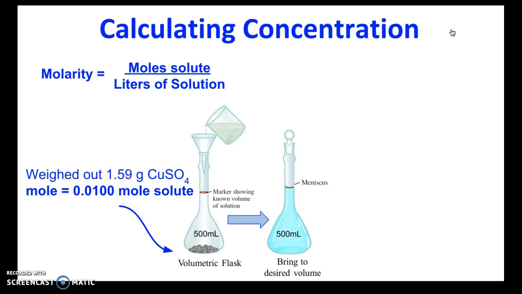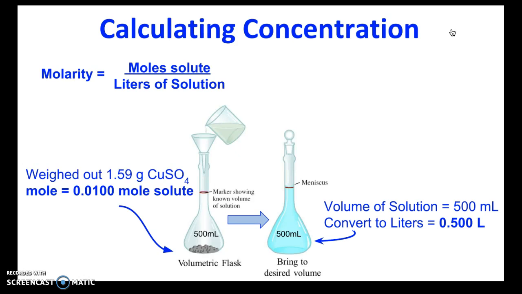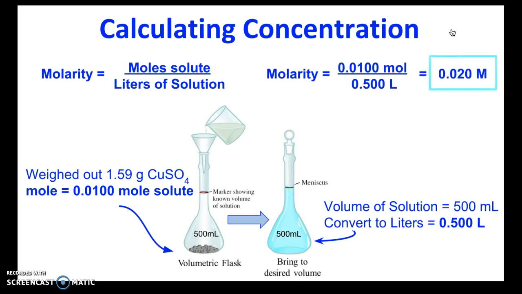For the liters of solution, we just have to look at our volumetric flask. It's a 500 milliliter volumetric flask, which is equivalent to 0.5 liters. And so that gives us molarity is equal to 0.01 divided by 0.5, and that gives us the molarity to be 0.02 molar.